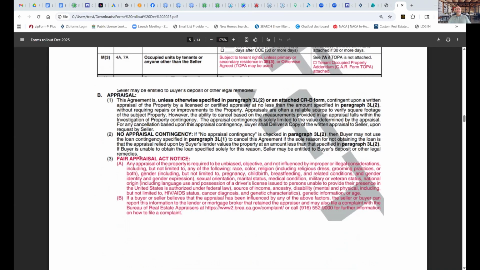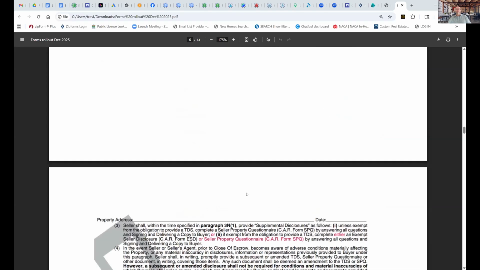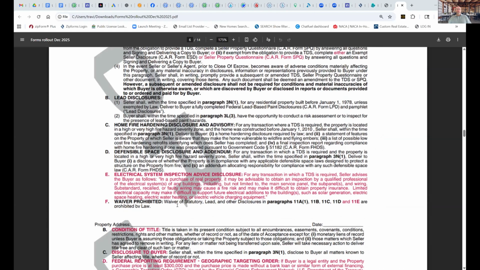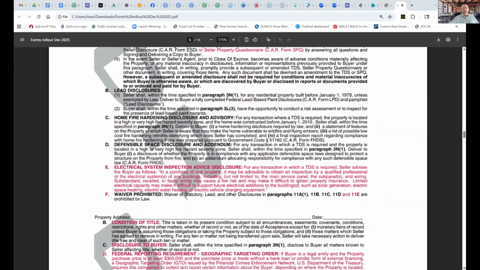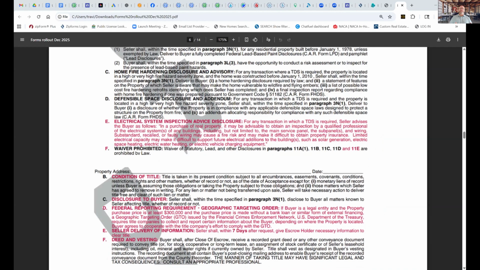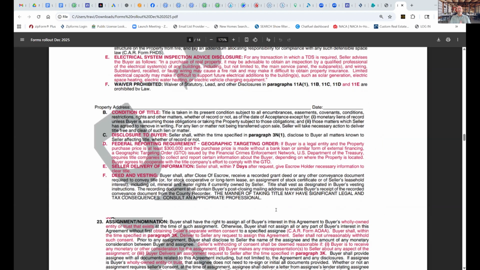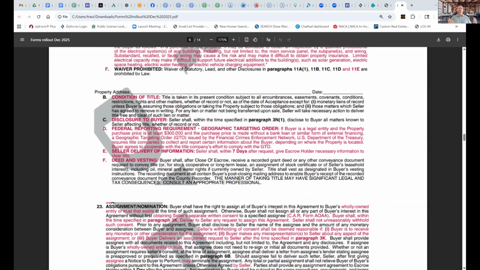They updated the Fair Appraisal Act notice. What else do we have here? Electrical system inspection advice disclosure. This was a new one they added in. For any transaction in which a TDS is required, seller advises a buyer as follows. Basically saying get an inspection. And I don't know how many times we say this in the RPA and advisories, but it is something that we want to encourage all of the time.